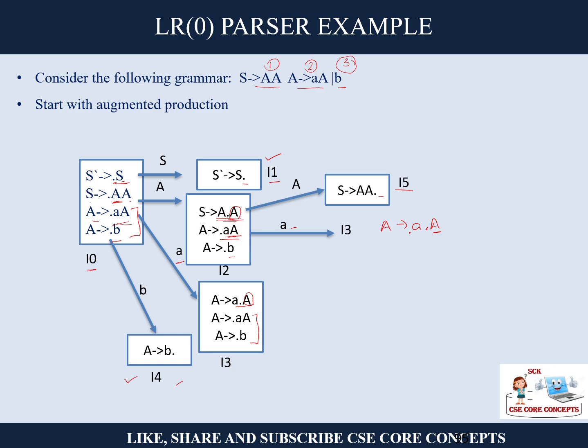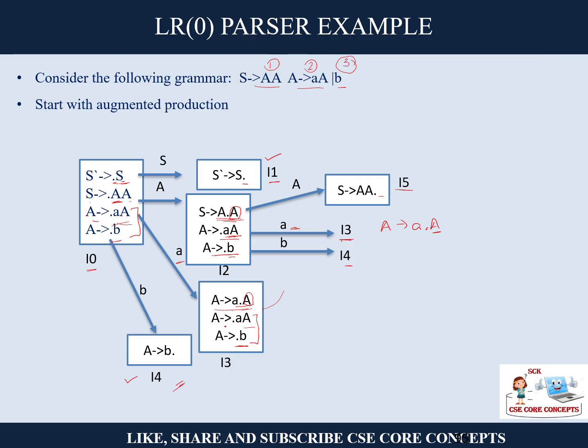Now have you seen something like this anywhere? Yes, you have seen it in I3. This is the same A dot A, dot AA and dot B. So we need not write it again. Rather we can say that this will lead to your closure I3. Either you can go to I3 or you can simply write it like this. Now for this one, if you say A is B dot, you will lead to closure I4, so you need not write it again.